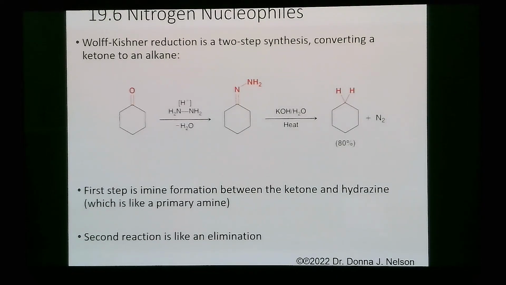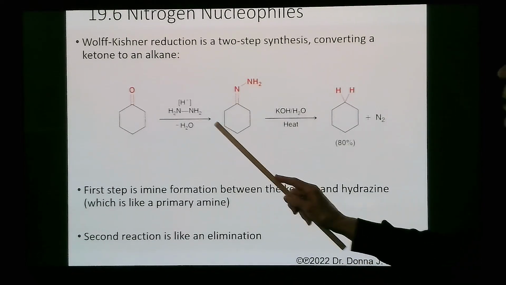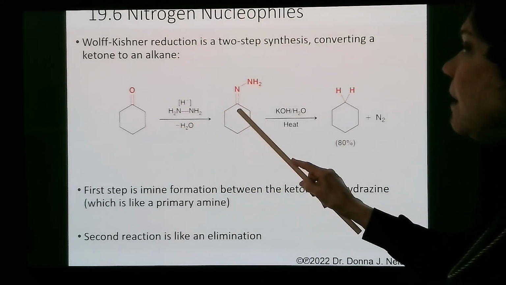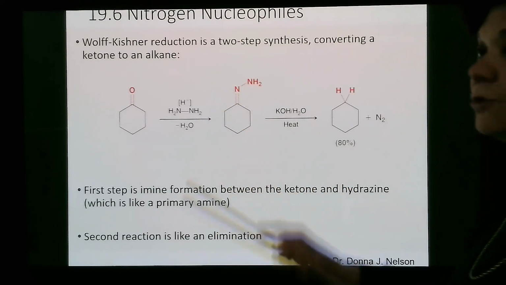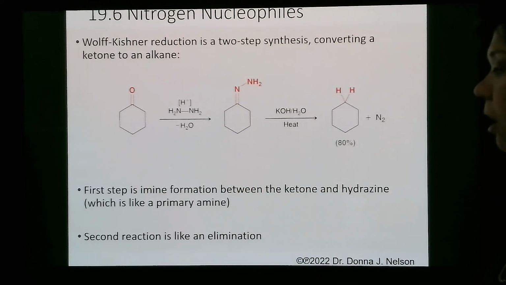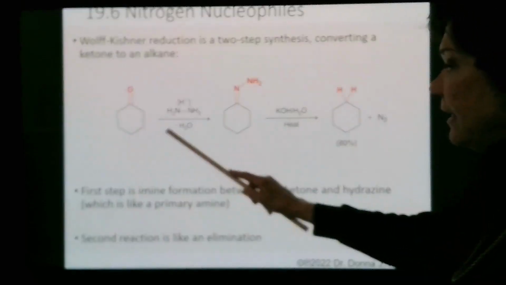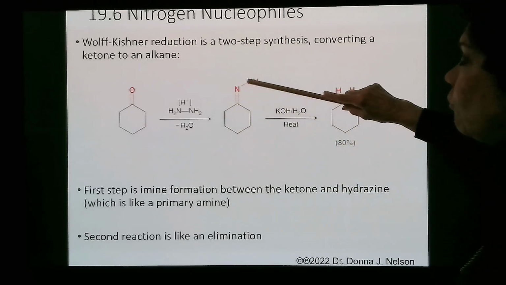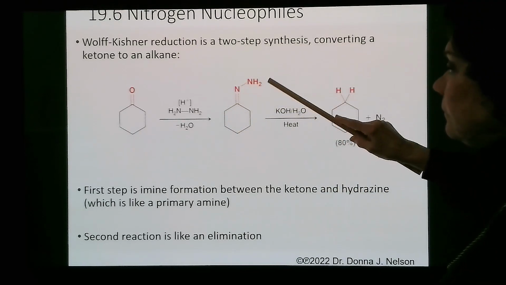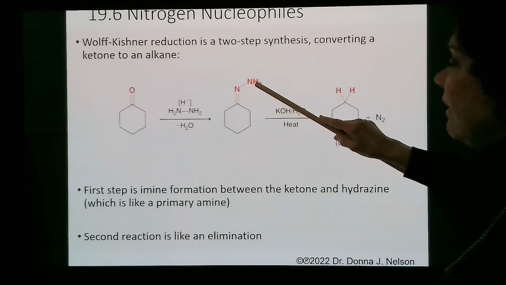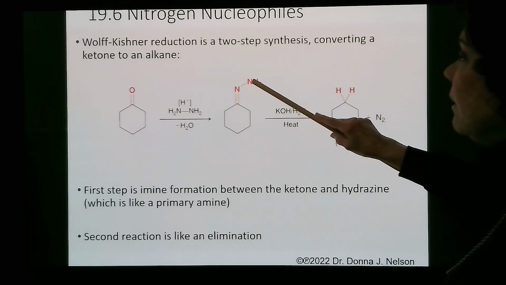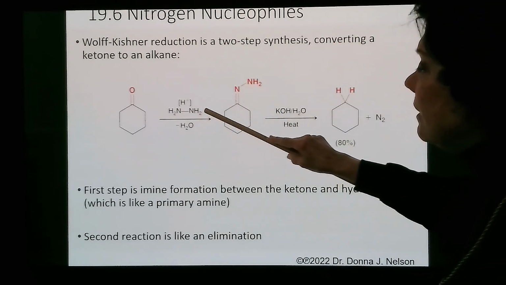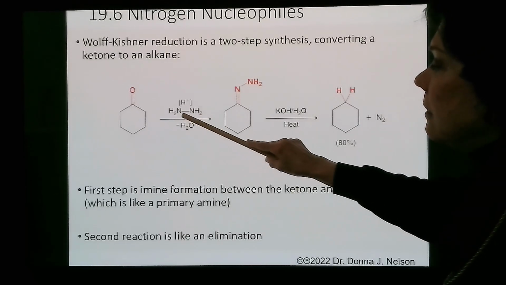The Wolff-Kishner reduction is a two-step synthesis, and once again, the first step has a mechanism that is identical to the imine formation that you saw earlier. So we're not going to go over this a third time. Just go back to the first mechanism. Here you see the imine formation. Instead of having an alkyl group here, you've got another amino group. That's because here you started with hydrazine instead of a simple amine.